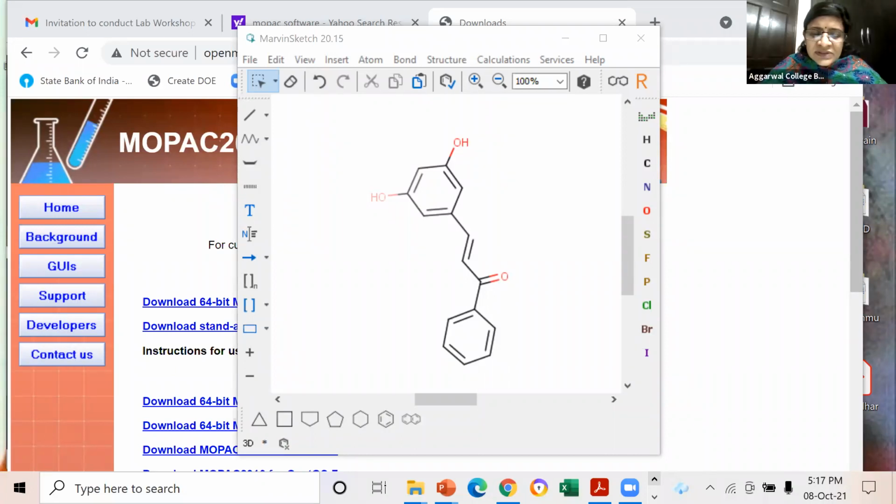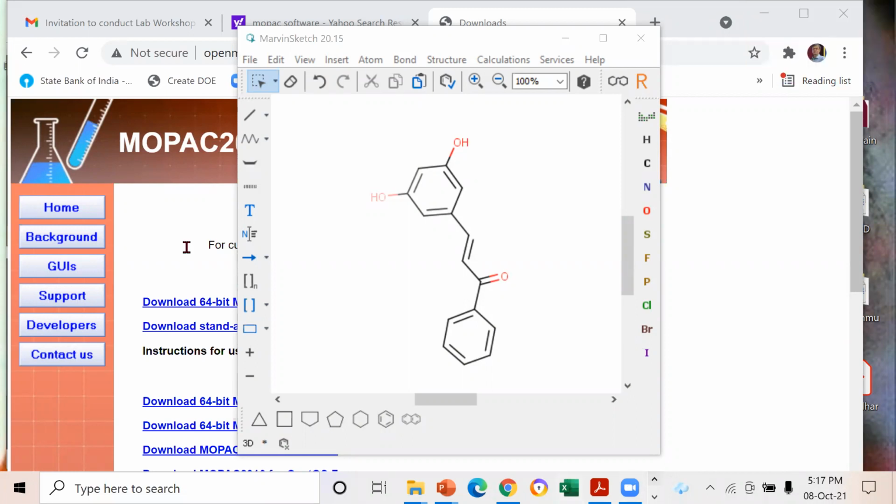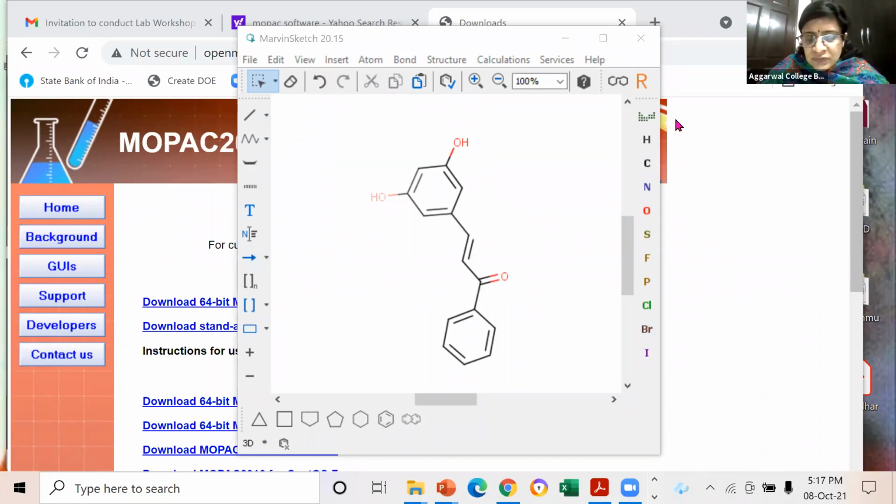So this part will be discussed in docking. No, I'm not going to show semi-empirical quantum mechanics. There won't be any time as such, right? Okay.